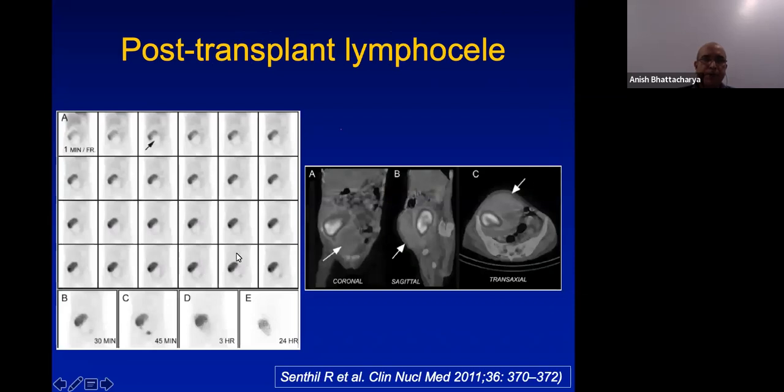A lymphocele, on the other hand, this is a lymphocele. It's a cold area which remains persistently cold, and it's only up to 24 hours that you will see some faint gathering of tracer in this region. A urinoma will show very quick extravasation within an hour or two in this collection.